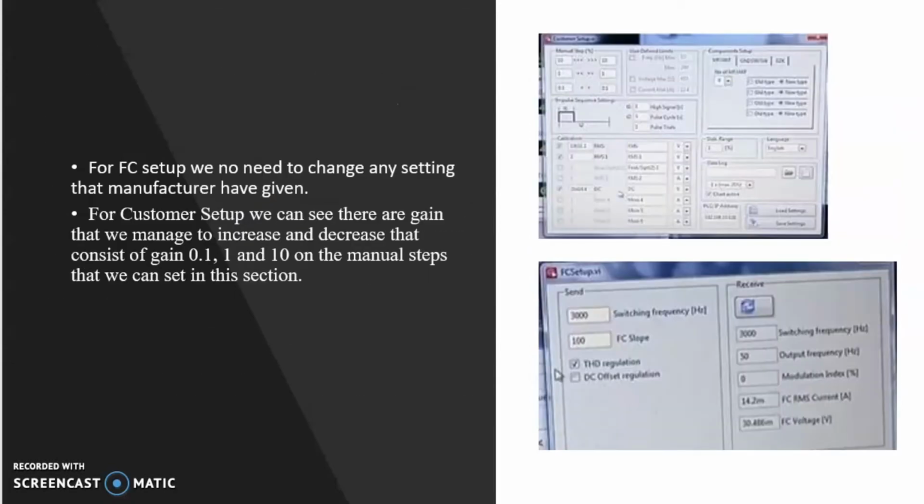Next, for the FC setup, we do not need to change any setting the manufacturer has given. For the customer setup for this lab 4, we can see there is a gain that we can increase and decrease, the same as in our previous lab 3. This is for the customer setup.